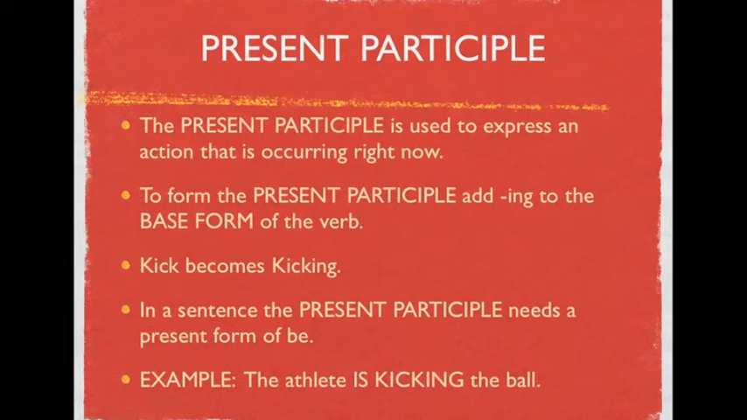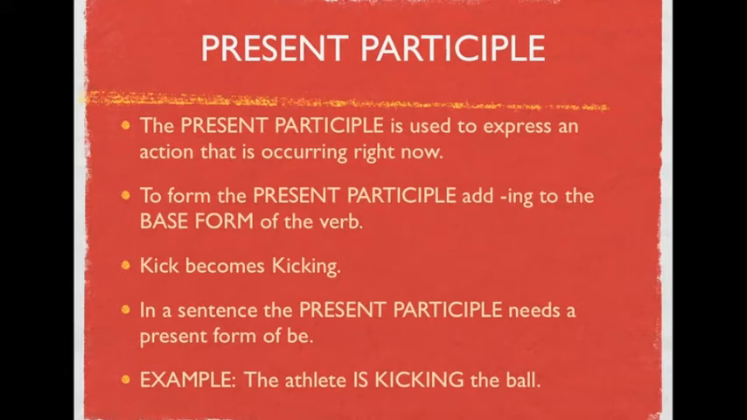So, how do we add to our base to get a present participle? And when do you use it? You use it to express an action that is occurring right now. We talked about the present tense possibly meaning it happens frequently. If it's actually happening right now, that's when you use the present participle. To do that, you take your base, like you see down there, kick, and all you have to do is add ing to it. And that's it. Now, that's your participle form, but whenever you'd actually use that in a sentence, you need, as you see from the bullet there, a present form of be.